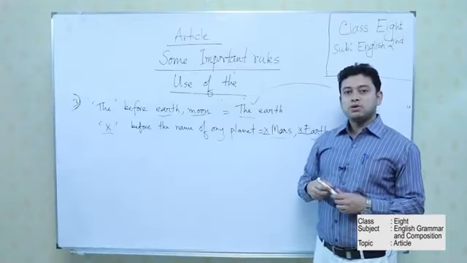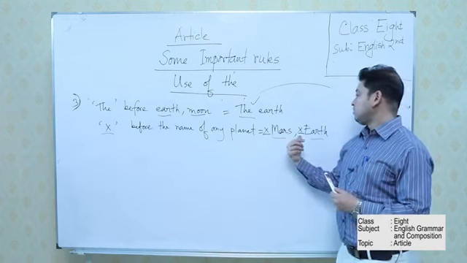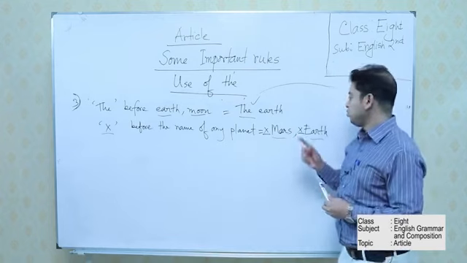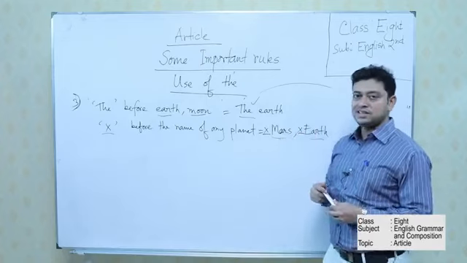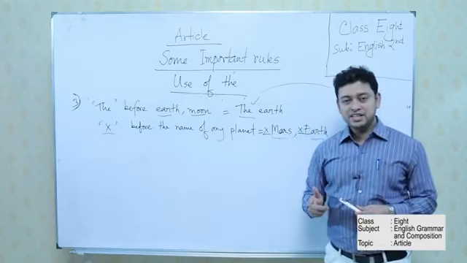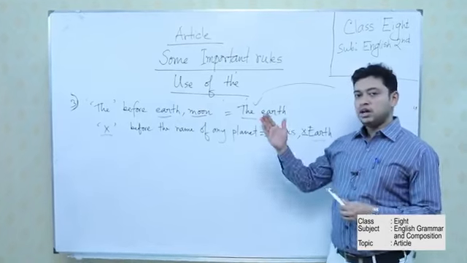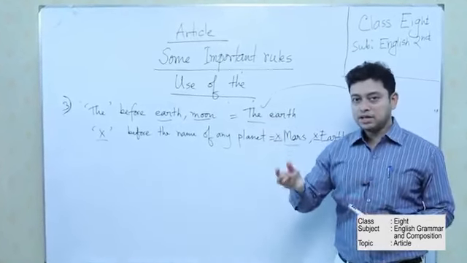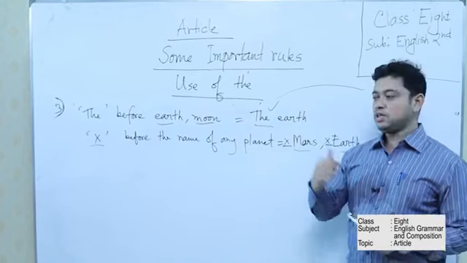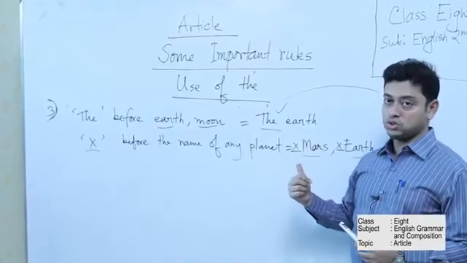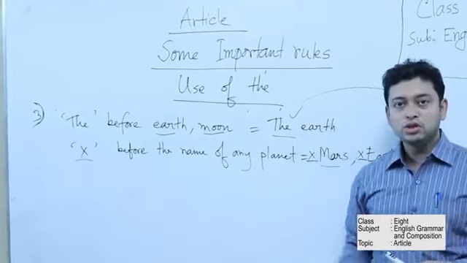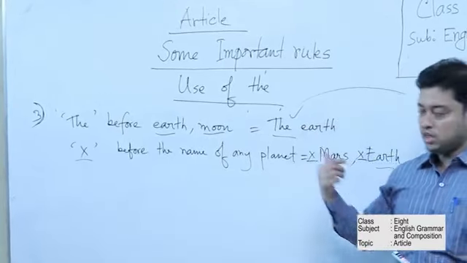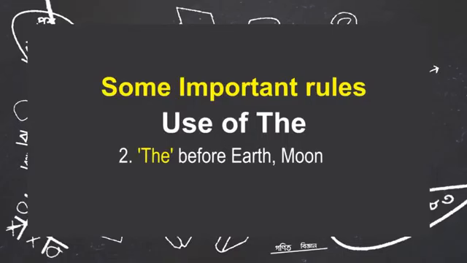But when I am talking about a planet, then there will not be any article. I mean, we have to put a cross before earth. For example, earth is the third closest planet. So here I am talking about the earth as a planet. So here no article is used, that means there will be a cross. So we have to put a cross over here and we have to use the over there. So according to use, actually the or cross will be used in this kind of sentence.